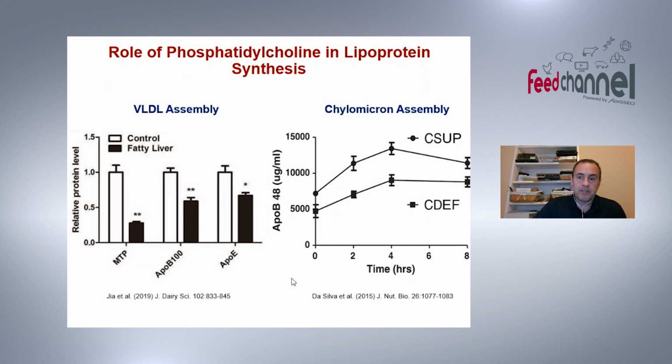In monogastrics, in mice, supplementing choline to animals that were fed a choline deficient diet, as you can see, enhanced the ability of the intestinal cell, the enterocyte, to secrete apolipoprotein B48. And this is the main apoprotein that's incorporated into chylomicrons during the absorption of fatty acids in the lymphatic system.